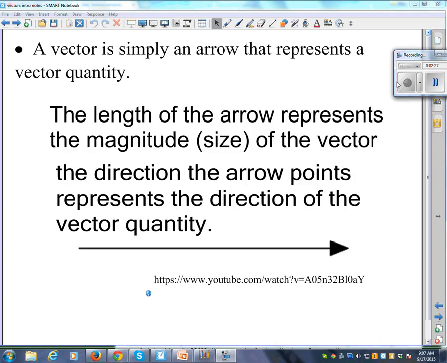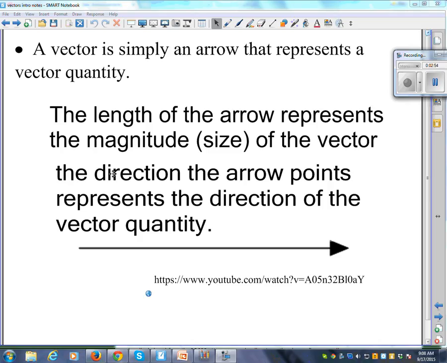Is it 20 kilometers an hour? Is it 47 newtons? It's the number part. How big it is. That's the magnitude. Okay, so the length of the arrow represents the magnitude or size of the vector. In other words, the longer the arrow, the bigger the number. You've got a vector that's 50 kilometers an hour and another one that's 100. Well, the one that's 100 is going to be twice as long. Okay, it's a scale representation of this vector quantity.